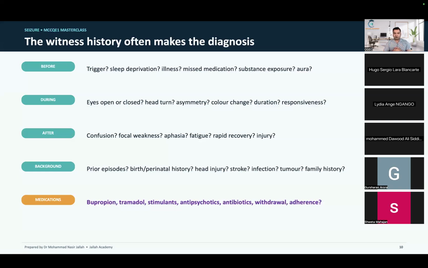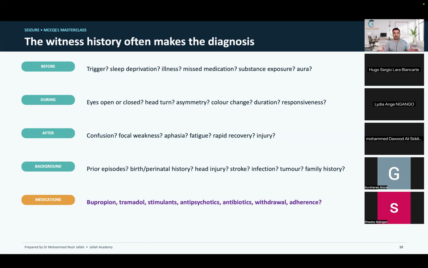For example, bupropion is one of the antidepressant medications that lowers the seizure threshold, and it causes seizures, right? So we can ask the patient to consult with a specialist to change bupropion to a different antidepressant. Tramadol, stimulants, antipsychotics, antibiotics, and also if there is any withdrawal, we take care of that, and also adherence. Is the patient taking the anticonvulsant medication or not? So medication is a major aspect of the history that has to be covered.